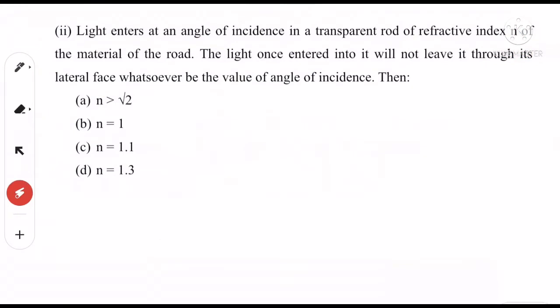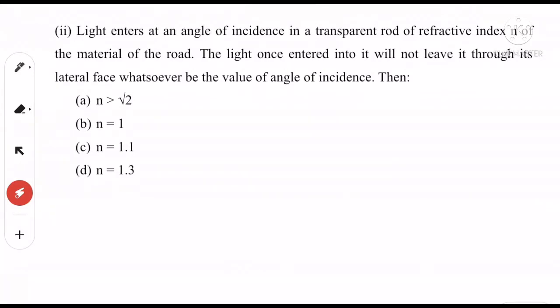Next question is: light enters at an angle of incidence in a transparent rod of refractive index n. The light, once entered into it, will not leave through its lateral face, whatever be the value of angle of incidence. Then we have to find the correct answer. A: n is greater than under root 2. B: n is equal to 1. C: n is equal to 1.1. D: n is equal to 1.3.